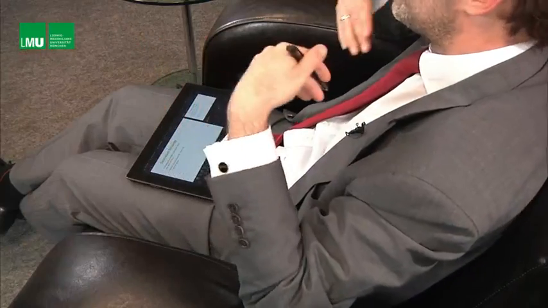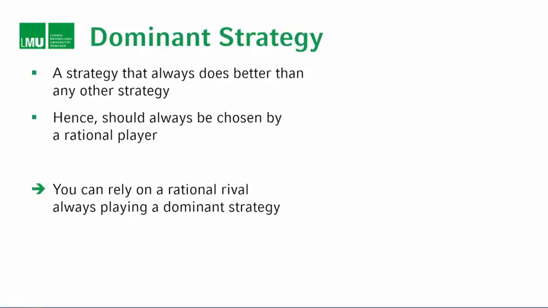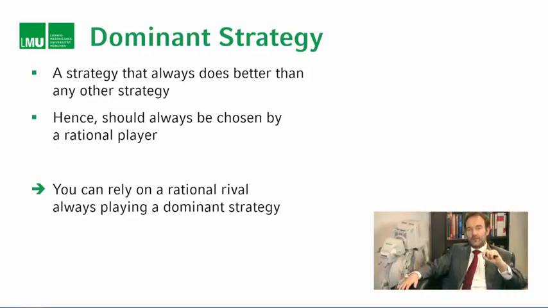Now this is easy for yourself, right? If something always does better, then that's what you're going to choose. What's actually more interesting is that if your rival, the other player in the market, has a dominant strategy, you can rely on that player playing a dominant strategy. So you can anticipate that the other player will choose a dominant strategy as a consequence.